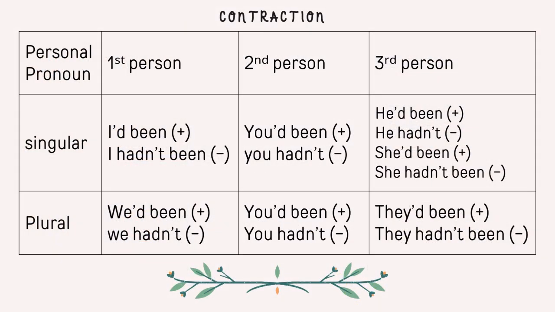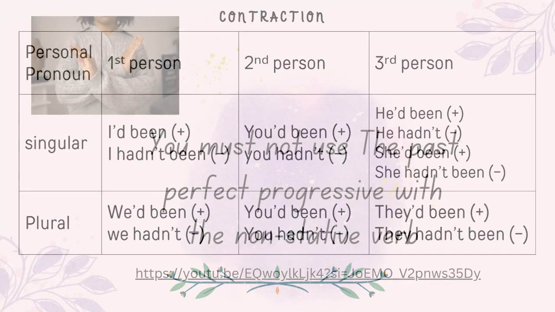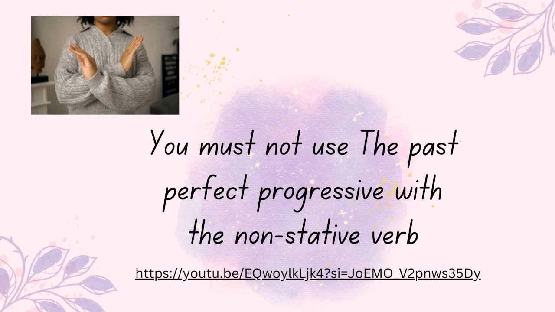Contraction. I'd been, I hadn't been, we'd been, we hadn't been, you'd been, you hadn't been, he'd been, he hadn't been, she'd been, she hadn't been, they'd been, they hadn't been. You must not use the past perfect progressive with the non-stative verb.